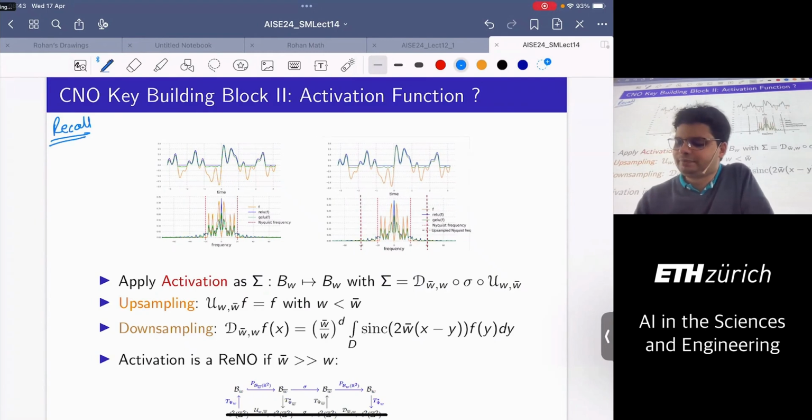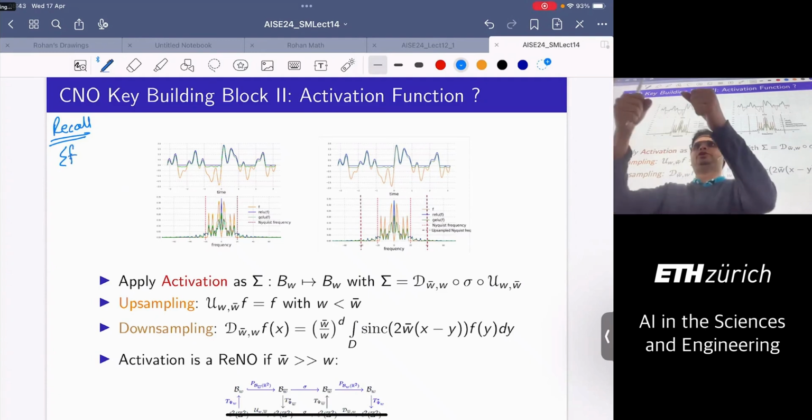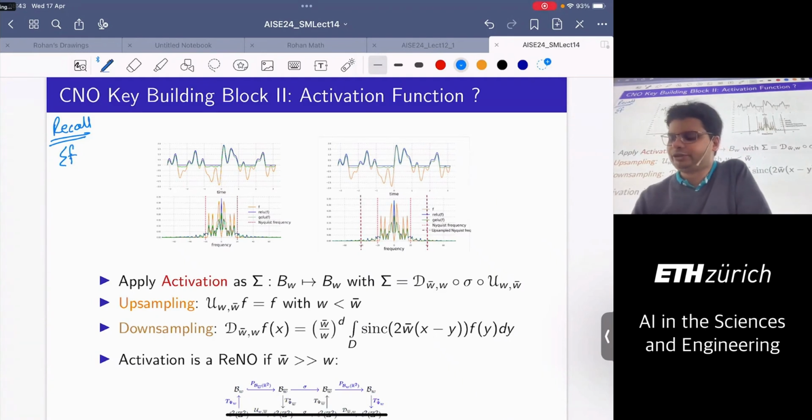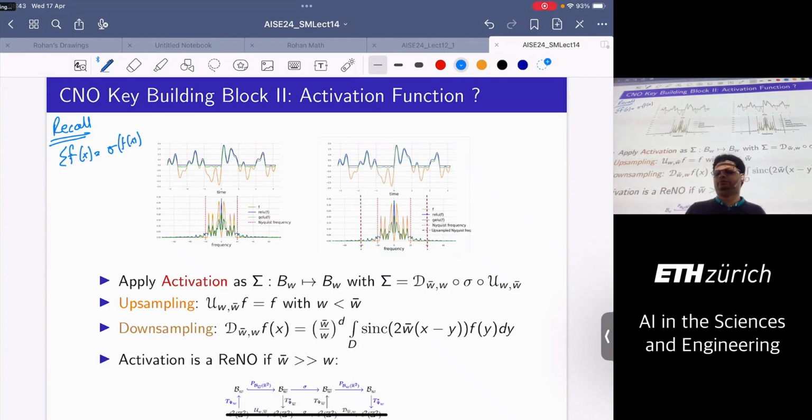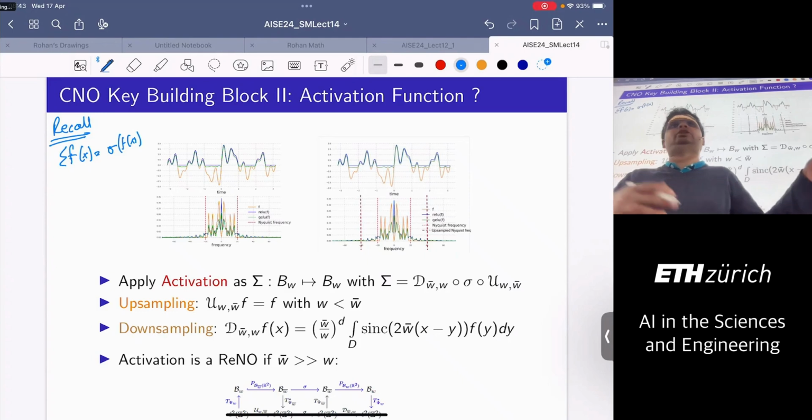So if you recall, sigma, this is your application of the nonlinearity, was a mapping: you take an f, so you take a function, you apply the nonlinearity on the function, and you evaluate it at a point x. This was nothing but sigma, your usual nonlinearity, applied on f of x. So this is how you did it in FNO. You took a function, and you just applied pointwise ReLU, for instance, or some other activation function.